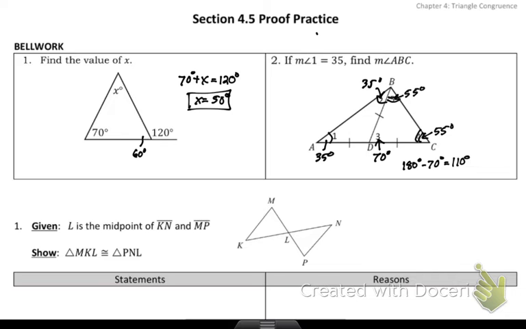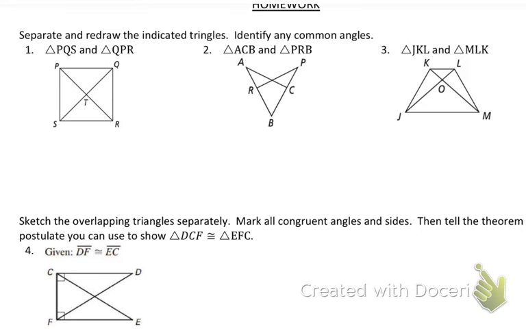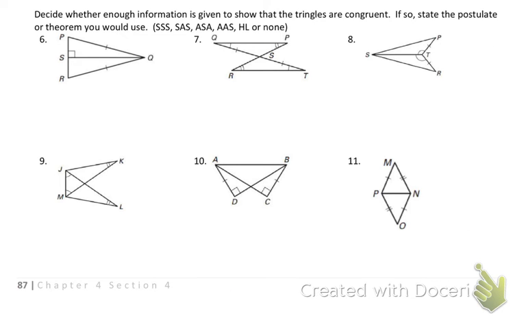Number 9. I think I have it up here, maybe. Number 9 says, determine whether there's enough information to show that triangles are congruent. If so, state a postulate or theorem that you would use. Well, number 9 has 2 triangles. So I'm picturing this triangle here, which has these marks on it.